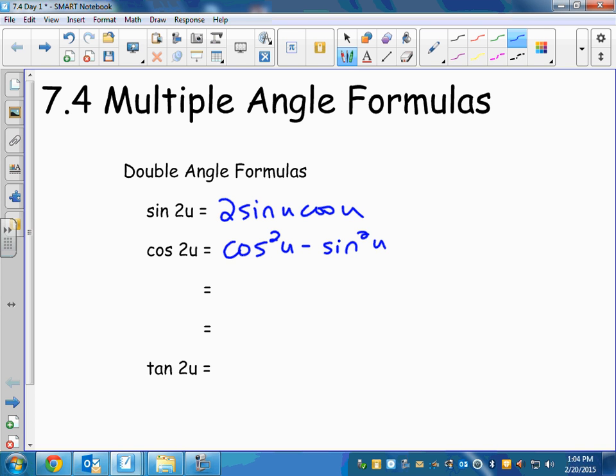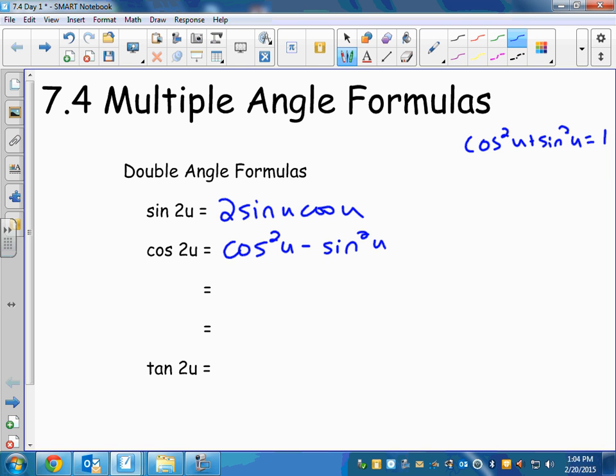And then they just do some lovely Pythagorean theorem stuff to get these other 2 versions. So remember that cosine squared plus sine squared equals 1, right? So let's say you wanted to write this just in terms of sines or cosines. You could substitute in for sine squared or cosine squared using that formula. Do you agree with me? So that's where these other 2 versions come from.